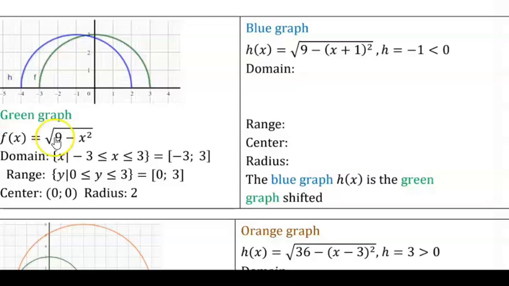Again, let us look at the green graph. This is again 9 minus x squared, square root of that. So this is 1 in the standard form. The origin is the center, and the radius is equal to, not to 2, is equal to 3.